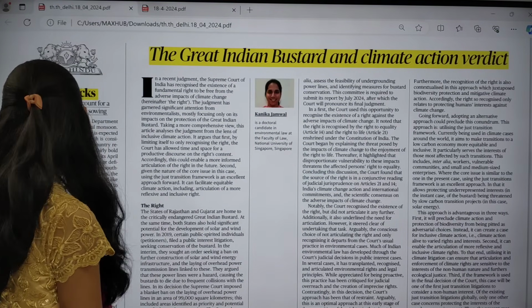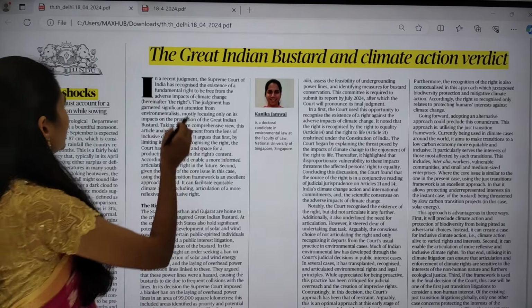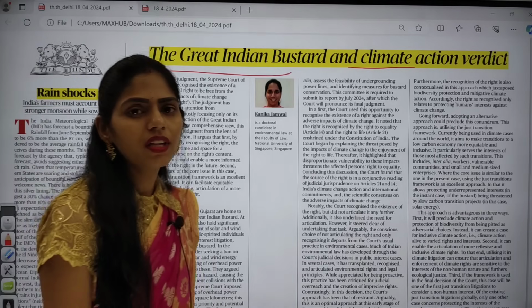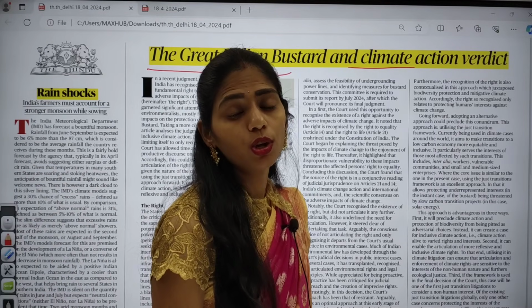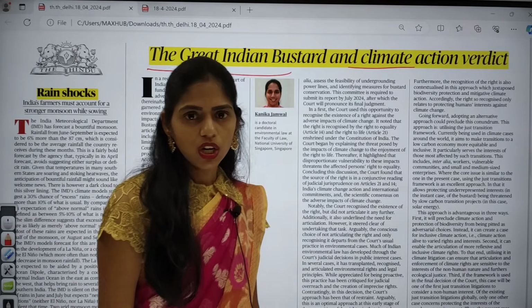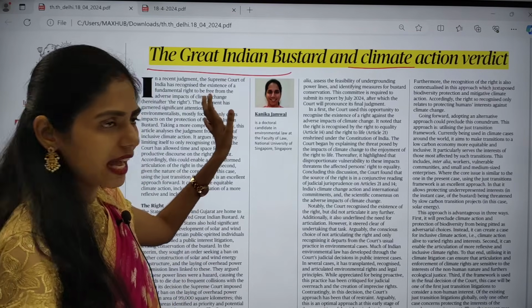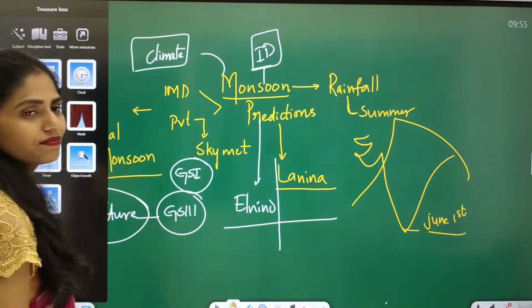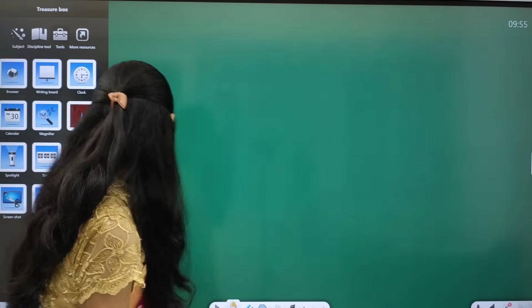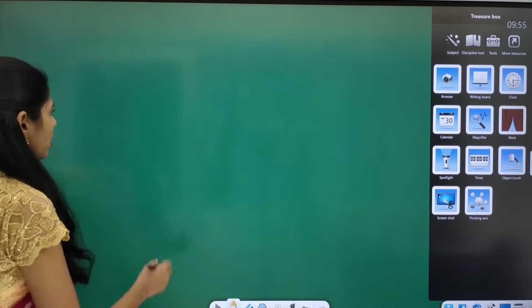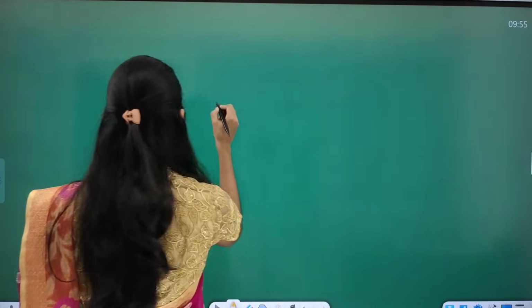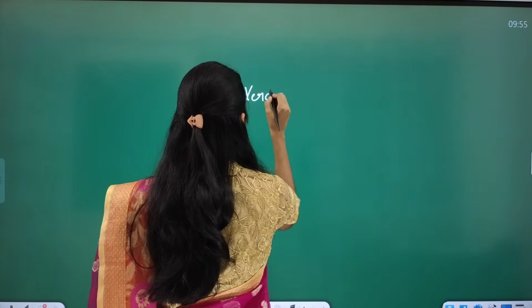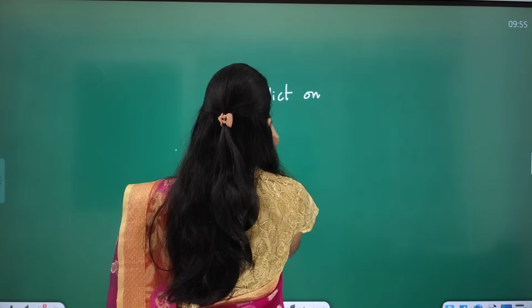Next, there is one important article about the Great Indian Bustard and the Climate Action Verdict. Recently our Supreme Court, the Honorable Top Court of India, came up with a judgment which talks about the climate verdict as well as the conservation of the Great Indian Bustard, and we have to see that. There is a very high chance of getting a question about the Supreme Court verdict on climate change.